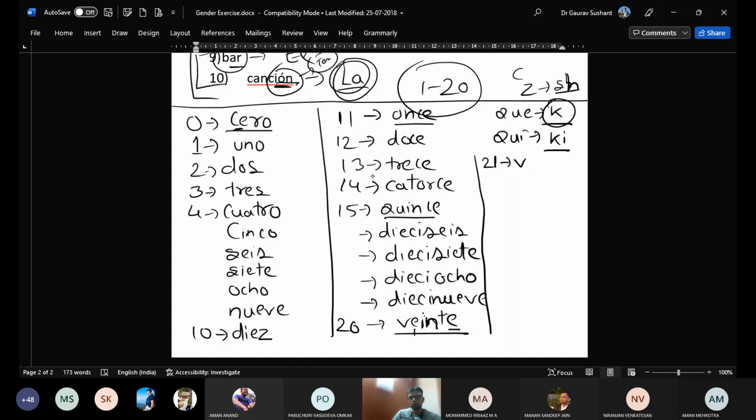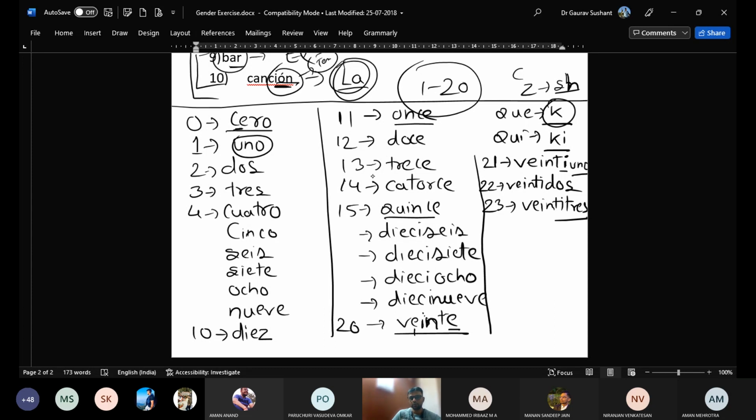Okay, so next is 21. So 21, things are much more similar to 20, but the E of 20 is changing to I, and then you mention uno, which is there for one. So I mentioned 21 all together. Then you have 22. Then you have 23. Like that you can continue till 29.